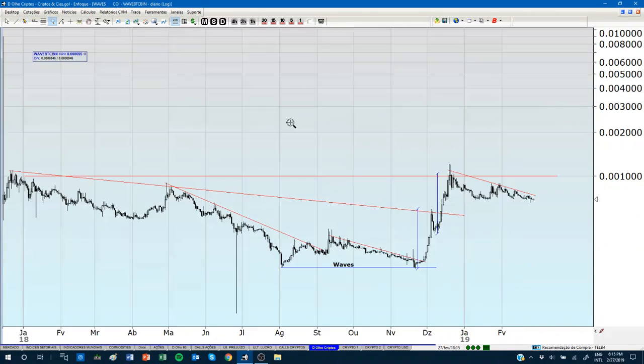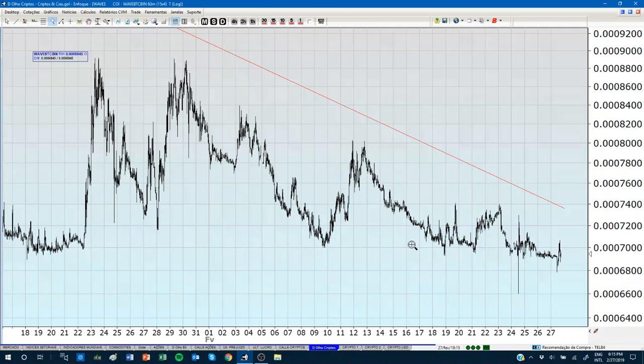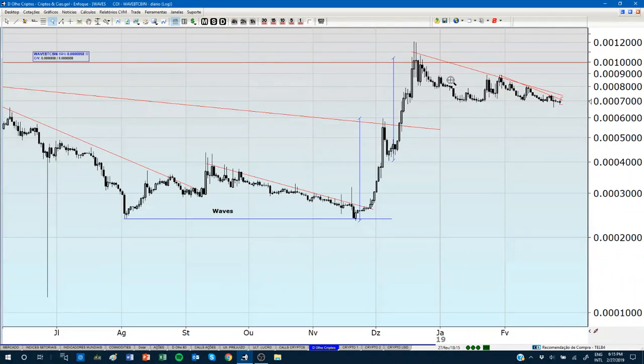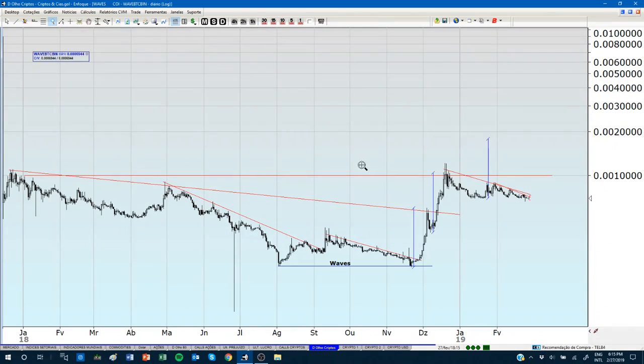And finally, Waves, which we think is accumulating in a continuation pattern. So we're keeping an eye again in the hourly chart to see whether the bulls are going to give us a sign that they're winning this battle. The sign would be if this resistance level would be broken. Then we'd put a long position right here with a stop right below. That stop would be 6.5%, and the projection would be this one here, meaning an upward movement of 150%. Not bad at all, isn't it?